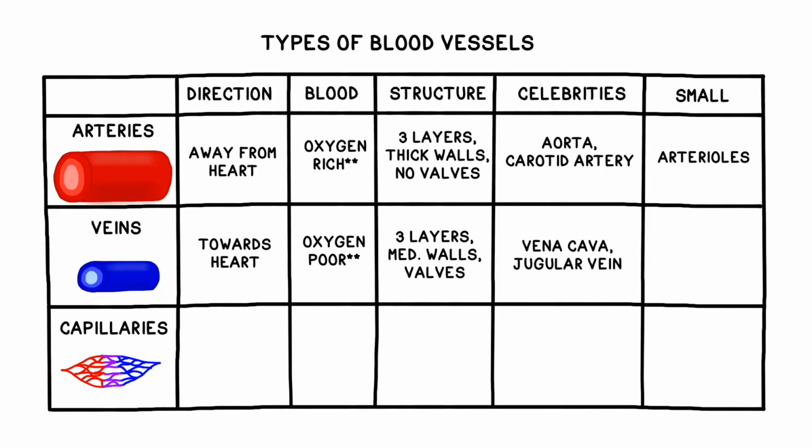A vein you've probably heard of is the jugular vein, which runs down the right side of your neck to return blood from the head back to your heart. The major veins split into minor veins and then into even smaller vessels known as venules.